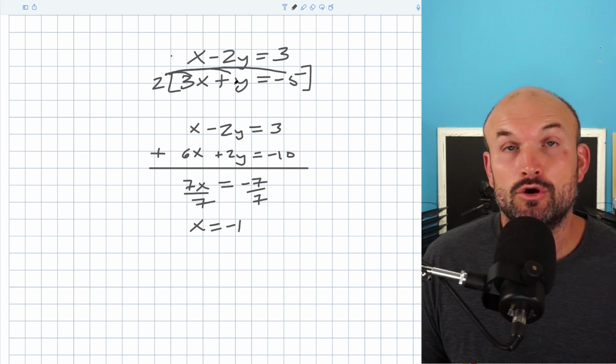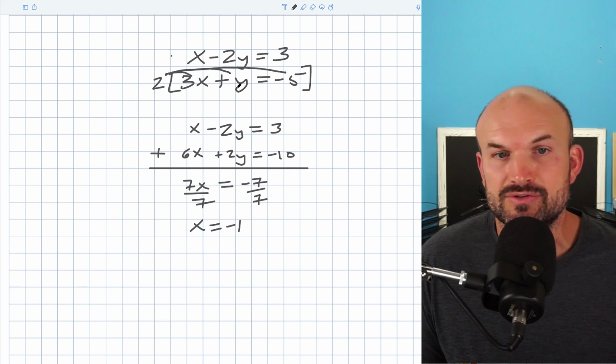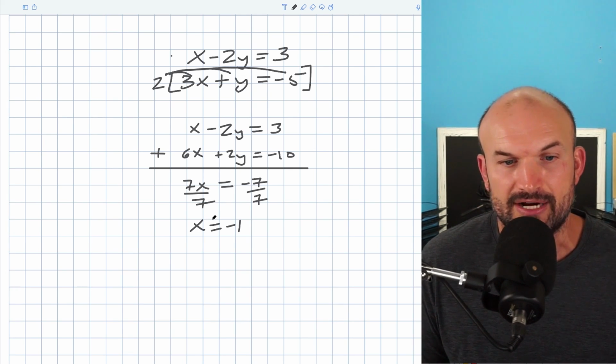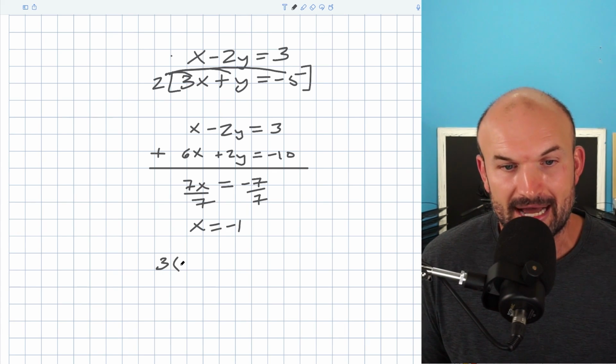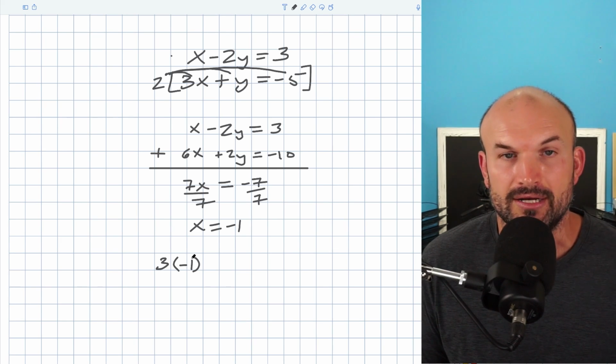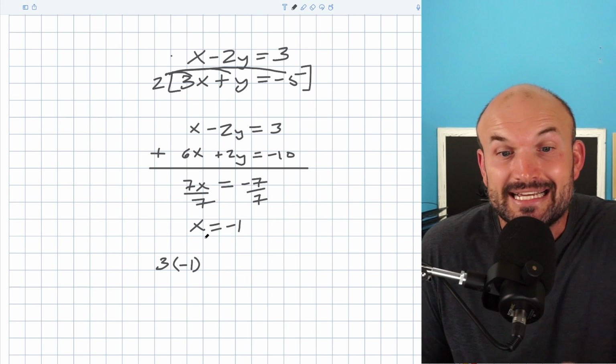Again, it doesn't really matter which one you do. Since my y did not have a coefficient in this original bottom equation, I'm going to use that one, because there's nothing else I need to do to the y except get rid of this expression over here. So what I'll do is replace x with a negative 1. And again, to show that, I'm going to put parentheses around this negative 1, right? All I did from 3x was replace the x with a negative 1, because they're equal to each other.